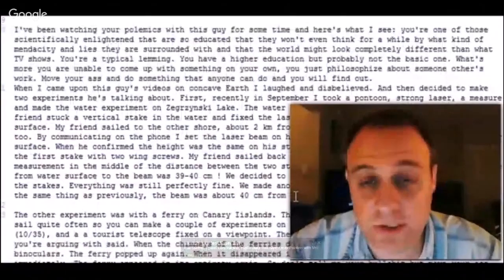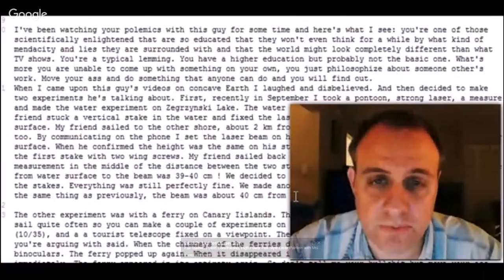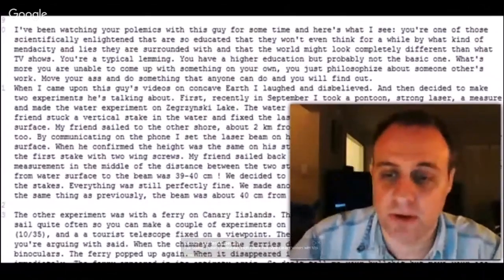So I thought this is an interesting experiment. Anybody can do this experiment. And this guy was not even a believer in concave Earth at all, and now he is after doing this experiment. And this isn't the only experiment he did. The other experiment was with a ferry on the Canary Islands.